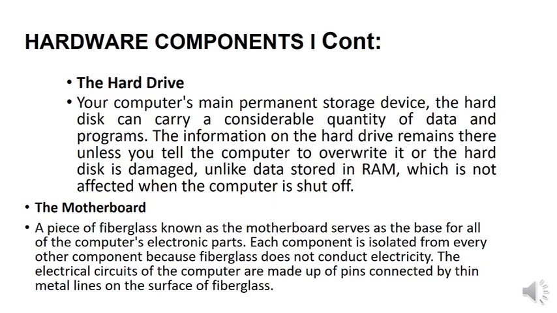The information on the hard drive remains there unless you tell the computer to overwrite it, even if the hard disk is shut down, unlike data stored in the RAM, which is lost when the component is shut down. So what they are trying to tell you in a simple fact is that your permanent storage system, where you have everything stored, is your hard drive, including your operating system. Your OS is stored on your hard drive. So your hard drive contains all the permanent information on your system, or on your phone.